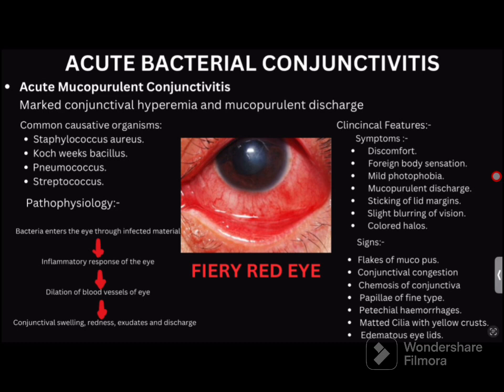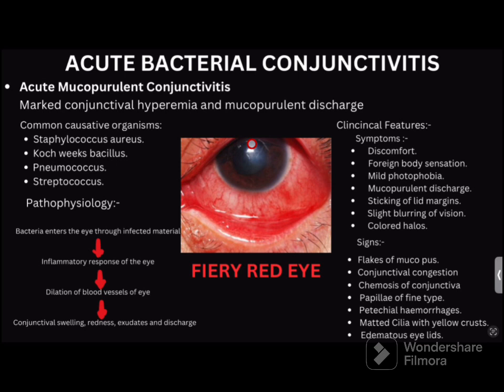Coming to the signs. Now what will you look for? You will look for the flakes of mucopus. Where will you look for the flakes of mucopus? You will see it in the fornices. So fornices you already know: the medial fornix, the lateral fornix, the superior fornix and the inferior fornix. Okay, so flakes of mucopus can be seen in, this is your medial fornix here, the lateral fornix. This inferior fornix is shown here. Superior fornix, when you turn the eyelid upwards, will be your superior fornix. Okay, so in the fornices, you will look for the flakes of mucopus.